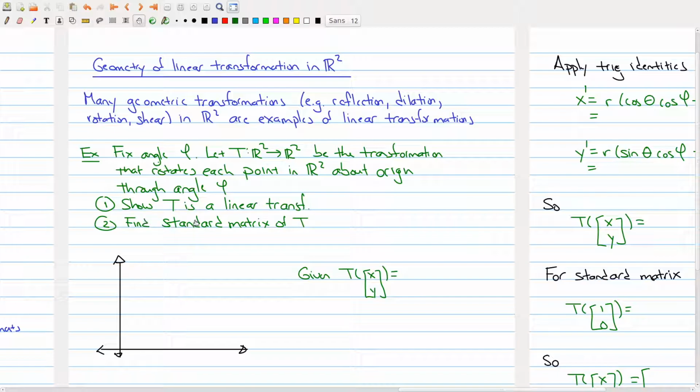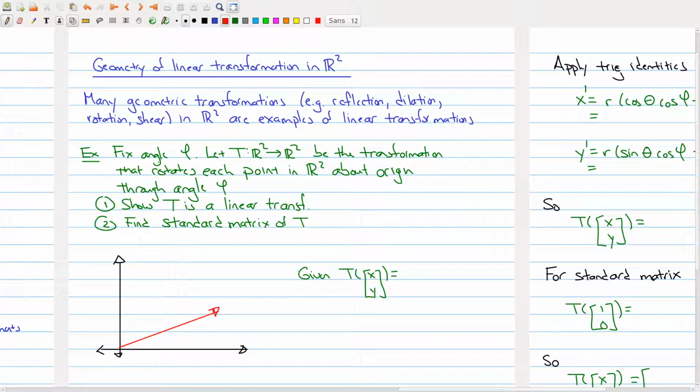So there's two things that we want to do. First, we want to show that T is a linear transformation. And secondly, we want to find the standard matrix of T. This would tie into the first part of our lecture where we showed that every linear transformation can be written as a standard matrix. So to get us going here, let me just draw a picture of what's happening here.